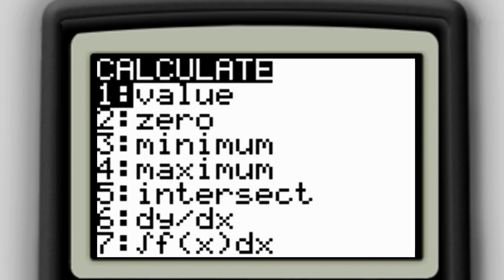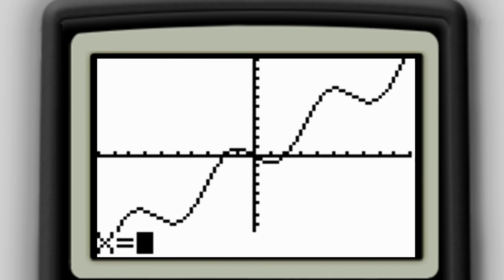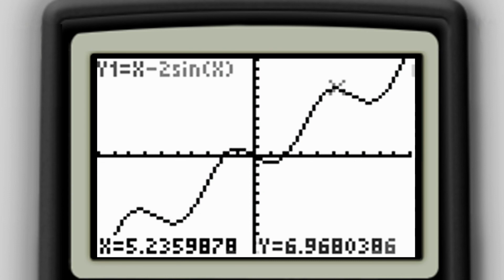Again, just as kind of a test, let's evaluate the function at 5 pi over 3. So if I evaluate at 5 pi over 3, I'm going to get my 6.97 result.